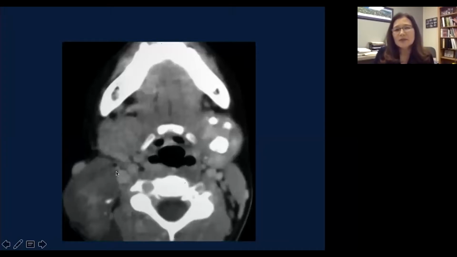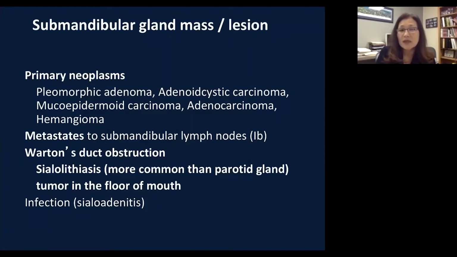So in terms of differential diagnosis, primary neoplasms of the submandibular gland include pleomorphic adenoma or benign mixed tumor, adenoid cystic carcinoma, mucoepidermoid carcinoma, and adenocarcinoma, and in an infant or young child, think about hemangioma. The differential is similar to the parotid gland, except remember that 50% of submandibular gland tumors are malignant. So the odds of malignant tumor are much higher in the submandibular gland as compared to the parotid gland.